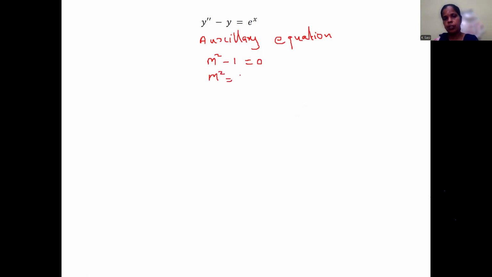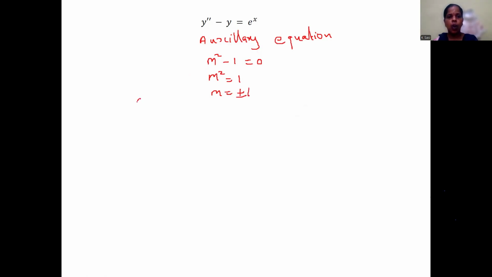So for this equation, first we'll be finding the auxiliary equation. Here, for y double dash, we don't have any coefficient, directly we can write it as m square. And here you don't have a coefficient, so we can write it as 1 is equal to 0. You have to find the root of this equation, which is nothing but m square, it moves to the right hand side and becomes 1. m is equal to plus or minus 1.